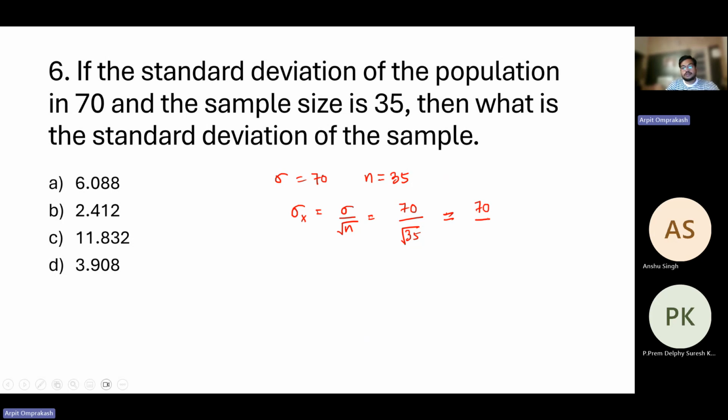70 divided by 5.916, which is approximately 11.832. So the answer here will be option C, 11.832. Is that clear?